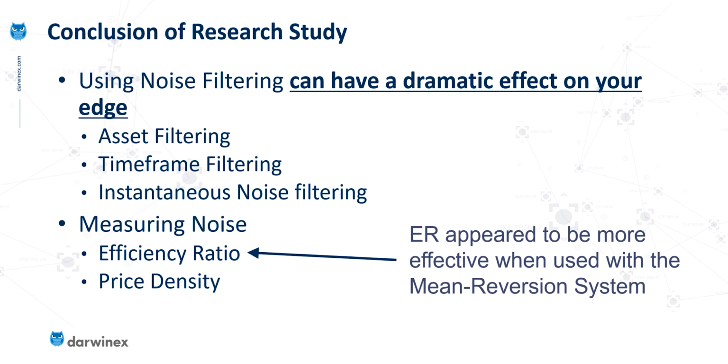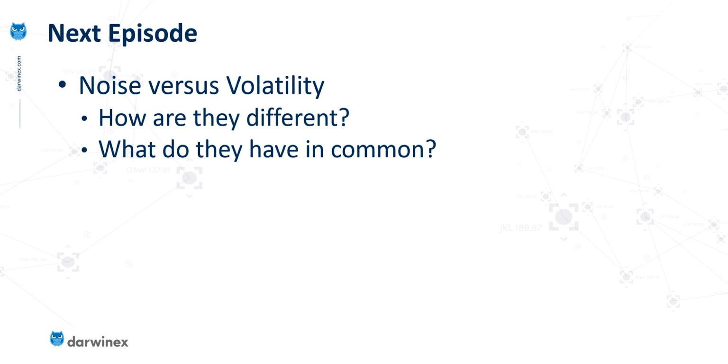So that concludes this brief research study, but we haven't finished with market noise yet. In the next episode, I'm going to look at how noise varies compared with volatility. We're going to look at how these are different, but also look at what they have in common. Because understanding this will inform when you should be using one particular characteristic and when you should be using the other in terms of your decision making in your trading systems.